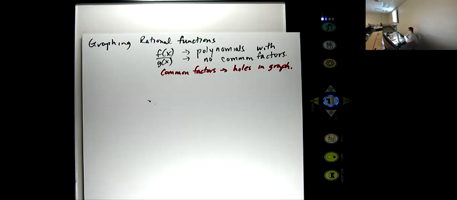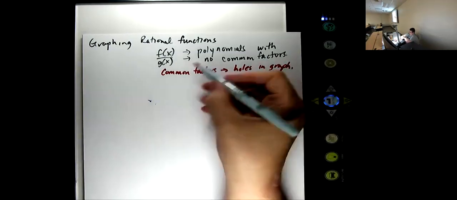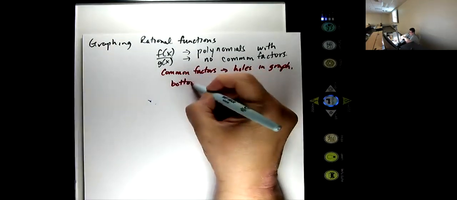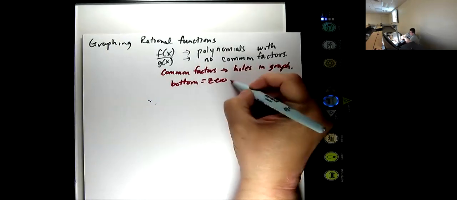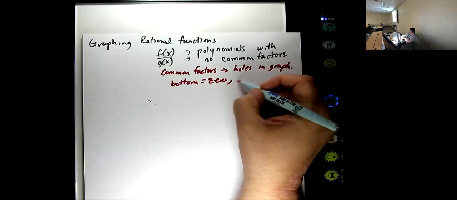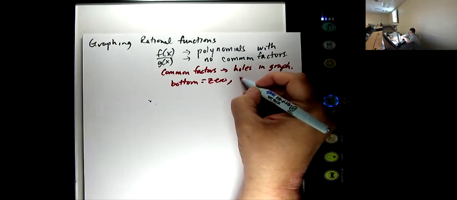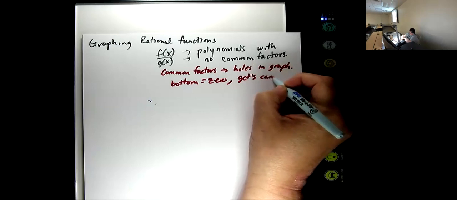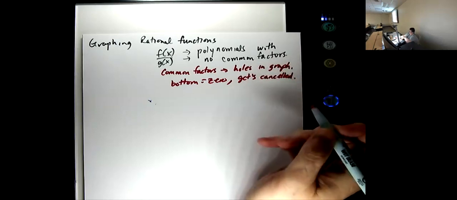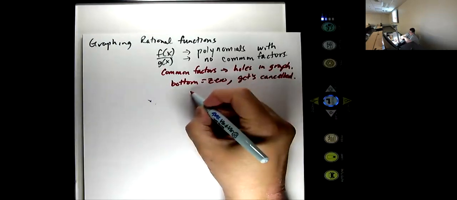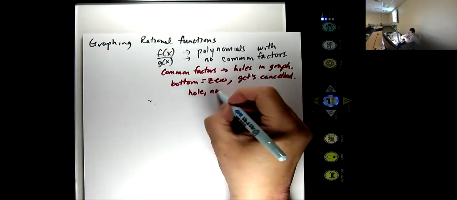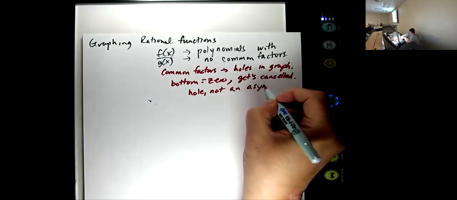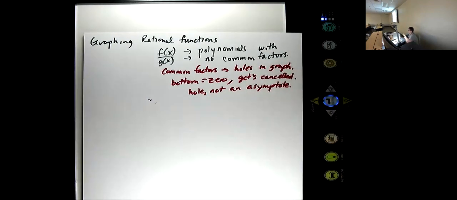Here, it's going to make the bottom zero there. Bottom is zero there, but so is the top. Well, the top isn't necessarily zero, but the bottom is zero, but it gets canceled out by being a common factor on top and bottom. So it ends up being a hole, not an asymptote. They're called removable discontinuities. That's next-level stuff. You'll do that in another class.